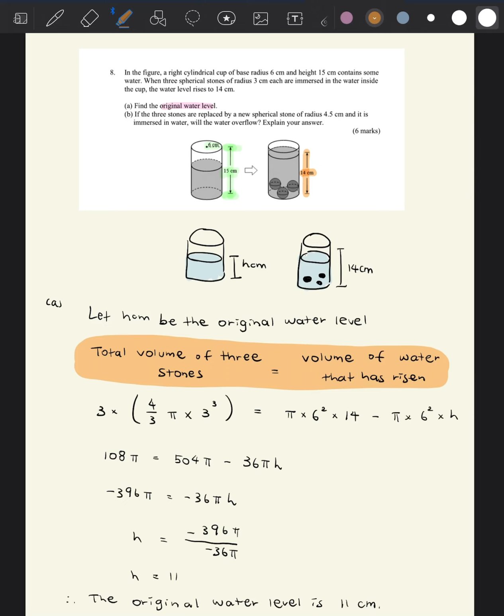Or if you can't remember this concept, at least you can show me you know how to calculate the volume of the 3 stones. So at least you can get some marks here. And also, please show me that you know how to find the new volume of water. The information is given to you already. You've got 6, you've got 14, and you know it is a cylindrical cup, then you should be able to find the volume of it. So let's look at part B. Part B says if the 3 stones are replaced by a new spherical stone.